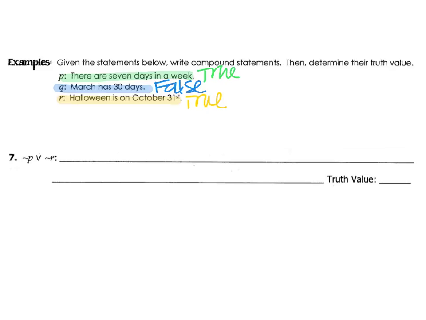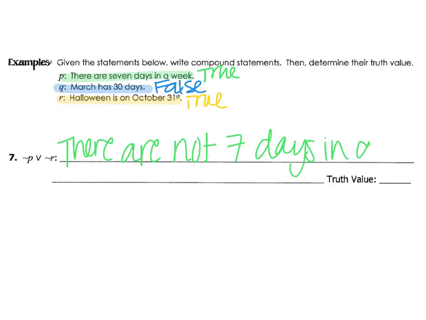All right, number 7. So number 7, this states not P or not R. All right, remember the little squiggly lines mean it's a negation, so we're saying not P or not R. So what we want to do is write out the statements. We want to write out our P statement, but we want it to have the opposite truth value. So there are 7 days in a week. If we wanted to negate that or make it have the opposite truth value, we would say there are not 7 days in a week. So we're just throwing the word not in there. There are not 7 days in a week.